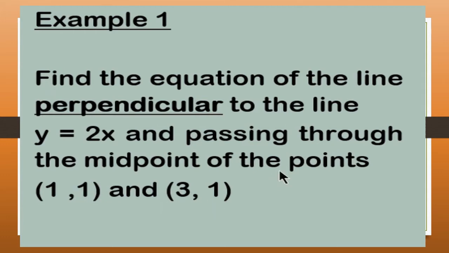Let's understand the question. We have a line given whose equation is y is equal to 2x, and we have another line which is perpendicular to this given line. The question is asking us to find the equation of the perpendicular line. To find it, we must know the gradient of the perpendicular line, and we must know at least one point on the perpendicular line. To find the gradient of the perpendicular line, we can find the gradient of this line and use it to find the perpendicular line gradient. And to find one point on this perpendicular line, we can find the midpoint of these 2 points. So let's go about getting the equation of the perpendicular line.